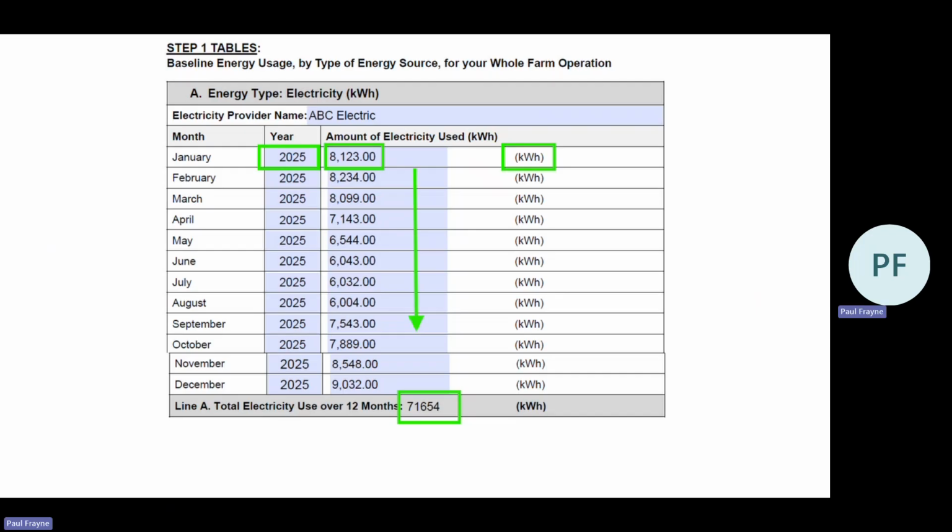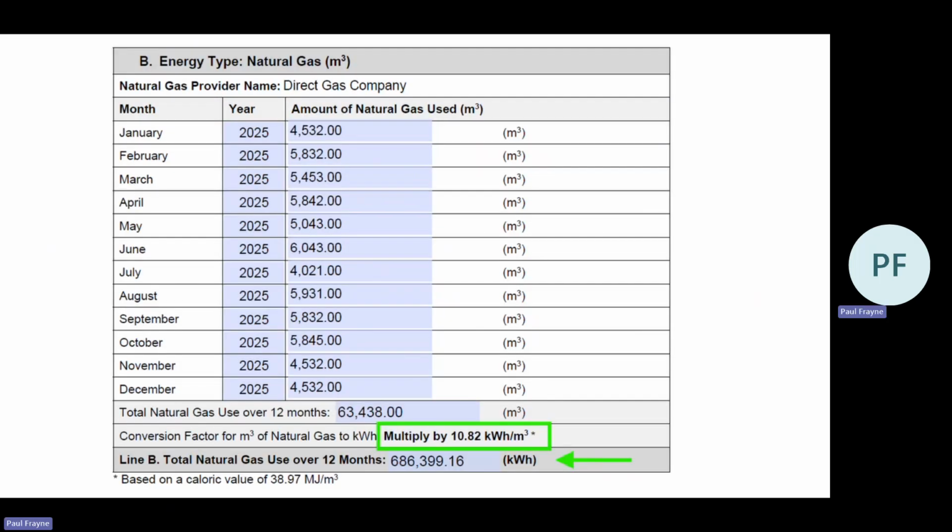Include the name of your energy provider in the tables below for each source pertaining to your farm operation. The 12-month baseline energy data includes electricity, natural gas, propane, diesel, and heating oil. If your farm uses an alternative energy source, please reach out to OSCIA for a conversion factor to kilowatt hours for this energy source.